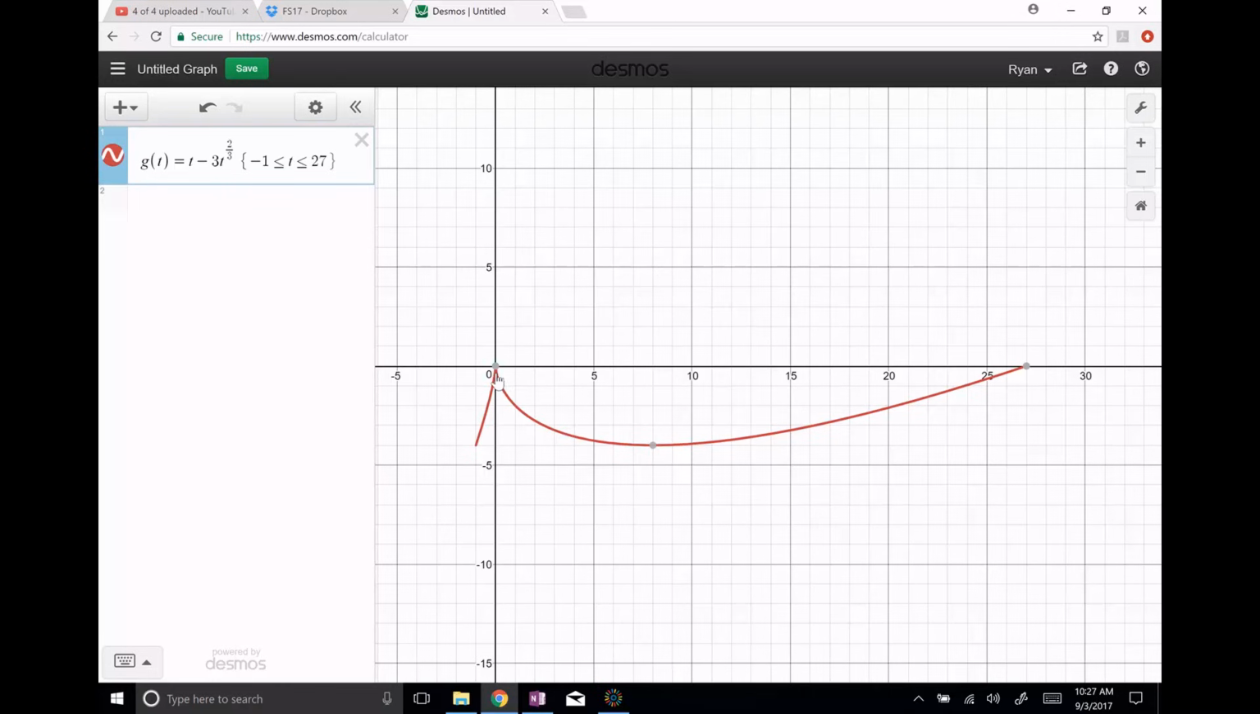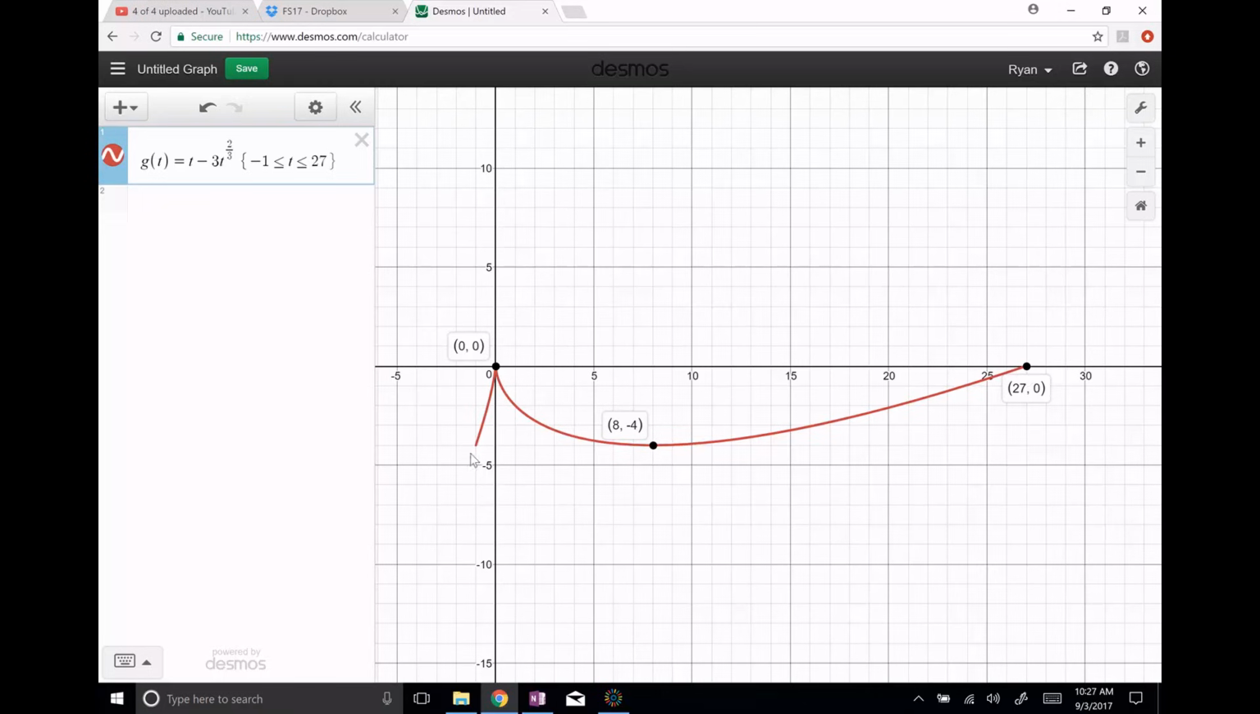And then at 0, our other critical point, it has a maximum, which is 0, a height of 0. Then here at 8, we can see that it achieves the absolute minimum again at negative 4. And way over here at 27, it achieves the absolute maximum again, which is 0 in this case.